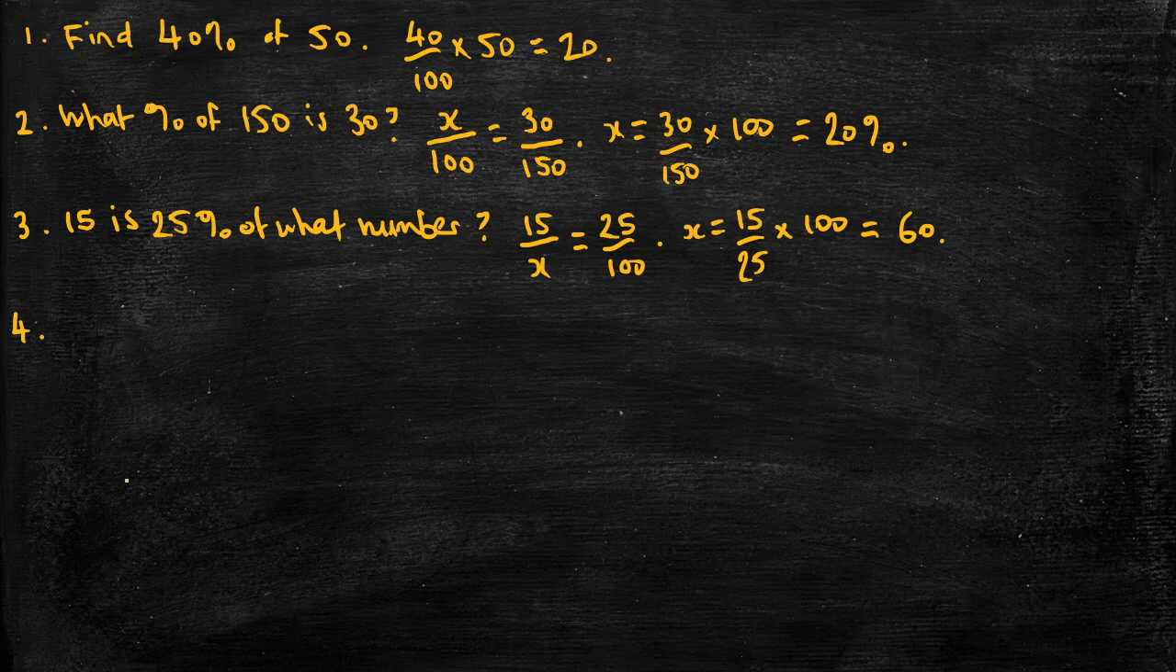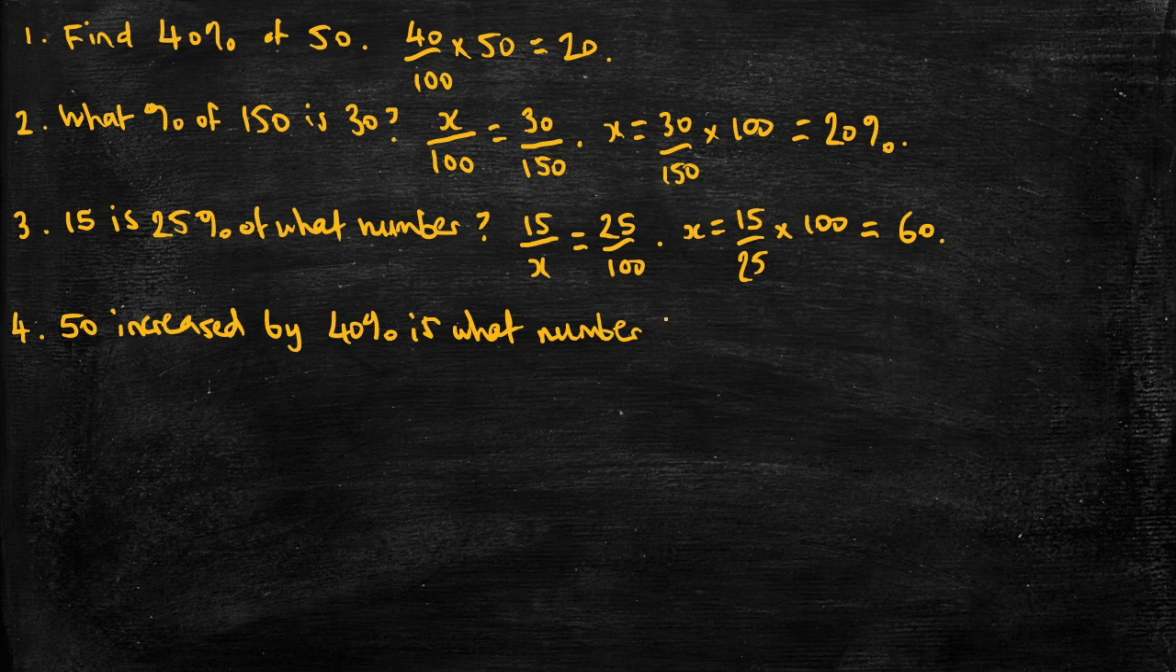Okay, next let's do 50 increased by 40% is what number? One way we could do this is to use what we did earlier. We figured out what 40% of 50 is, and it's 20. So if we increase 50 by 20, we'll get the answer. So 50 plus 20 equals 70.